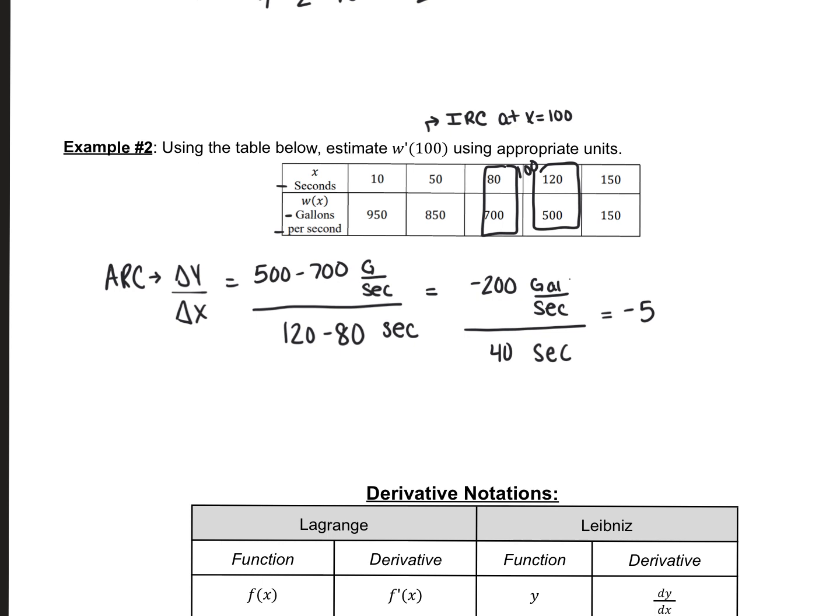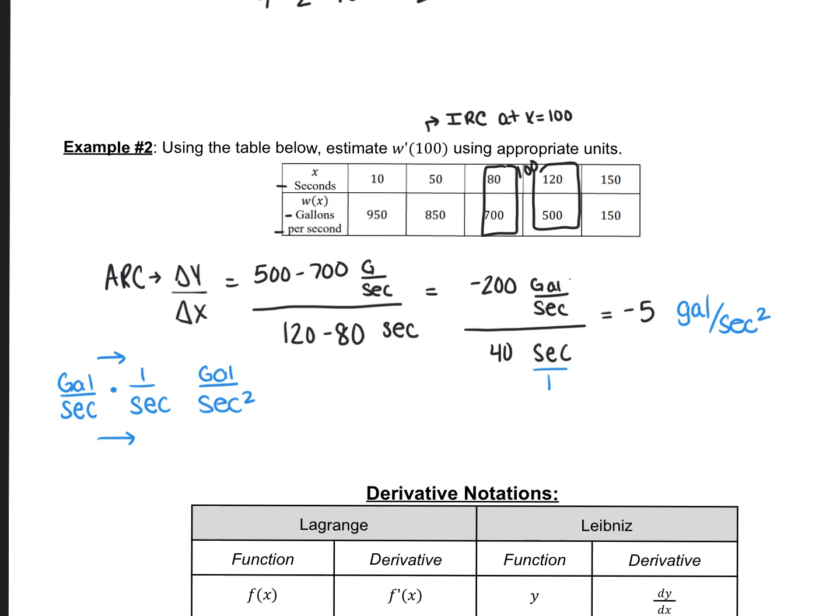To figure out the units, you could do a little keep change flip with the units. You could put this seconds over 1, do it on the side here. You could say gallons per second, keep that, change the division to multiplication, and then flip the other one. Then you're just multiplying straight across. Gallons times 1 is gallons. Seconds times seconds is seconds squared. So you can say it's negative 5 gallons per second squared. That would be estimating the derivative at 100 using appropriate units.